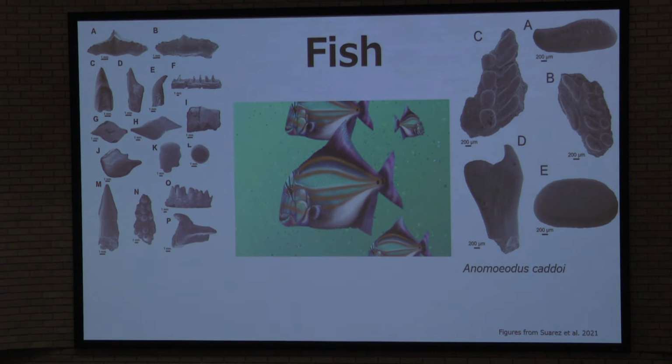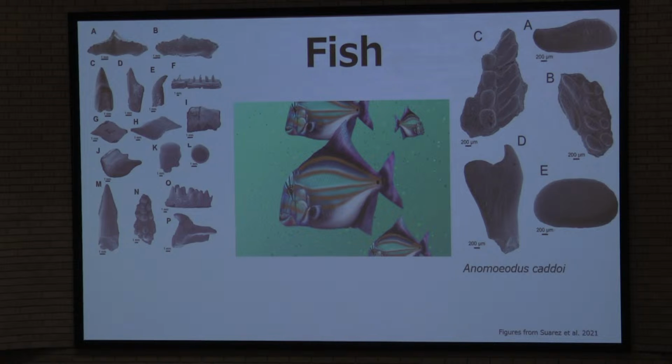We also get lots of fish. Fish are strange. Fish have lots and lots and lots of bones, and they have a tendency to kind of explode in the fossil record. When we find them, they're not always where they belong. So these are some fish bits. We get a lot of teeth. These little funny looking things here are fish teeth. This is a representation of maybe what the fish looked like.